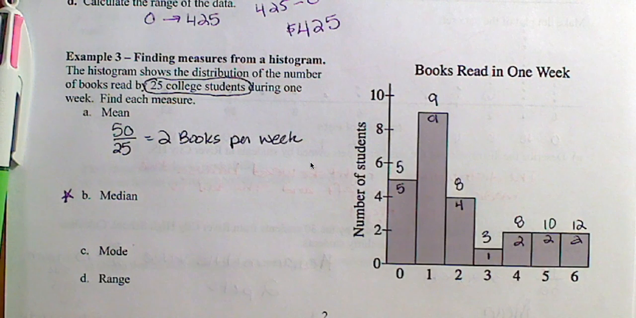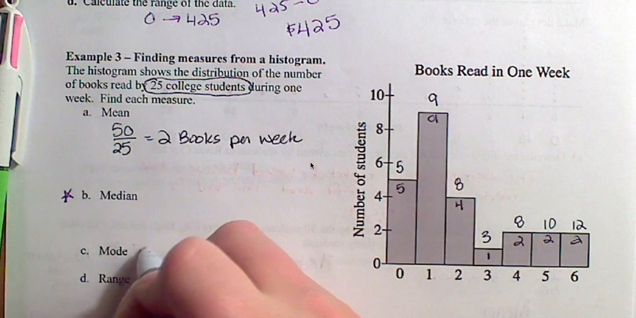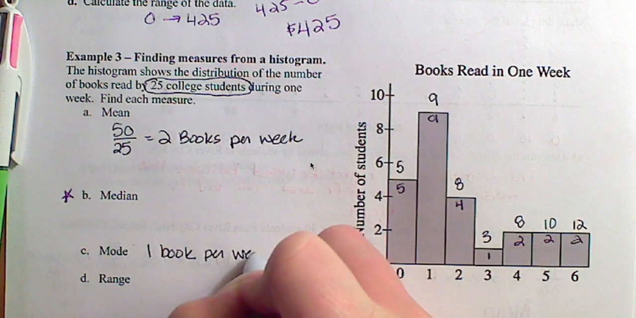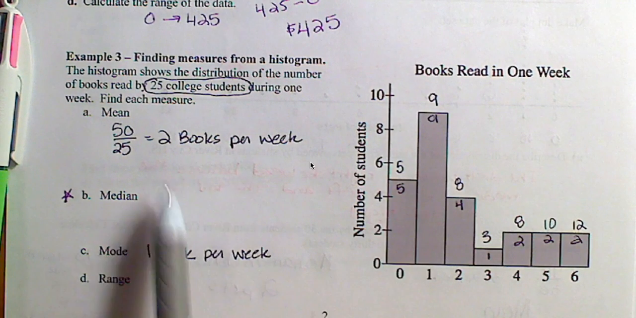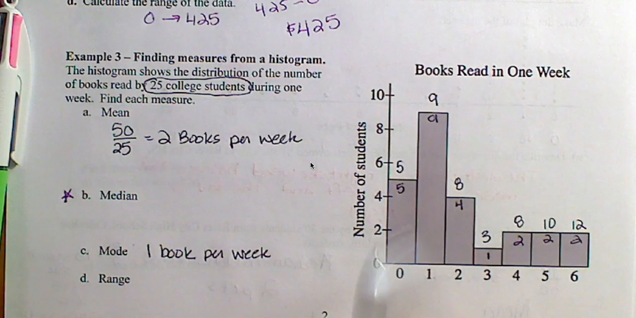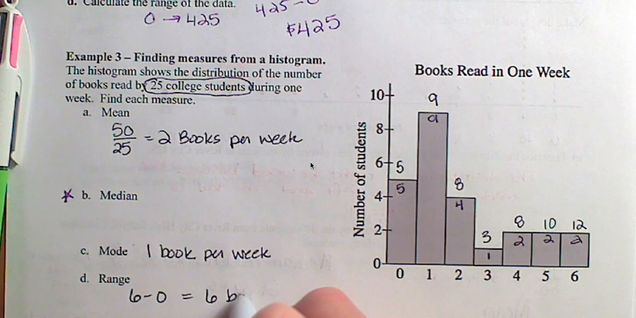Okay. The mode, of course, is the highest one, the most. So that would be 1 book per week. And then the range is highest value is 6, lowest value is 0. So 6 minus 0 is 6 books. Okay. We don't want to say per week because that's a range. We're not asking for a measure of central tendency.